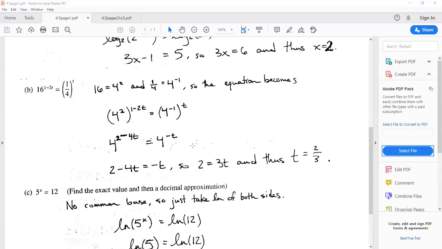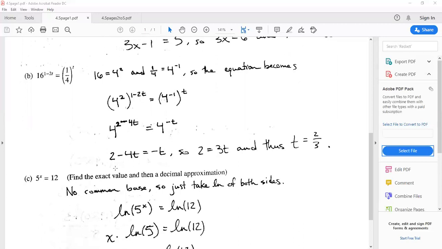Okay, in the next example, it doesn't look like we're going to have the same base on both sides. I don't know anything that makes a commonality between 5 and 12. We have 5 to the x equals 12. So since there is no apparent common base, let's just take one logarithm of both sides, and I'll just pick the natural log, because since there's nothing in common between the two, we might as well just pick any old base that we like. I like natural log, base e.